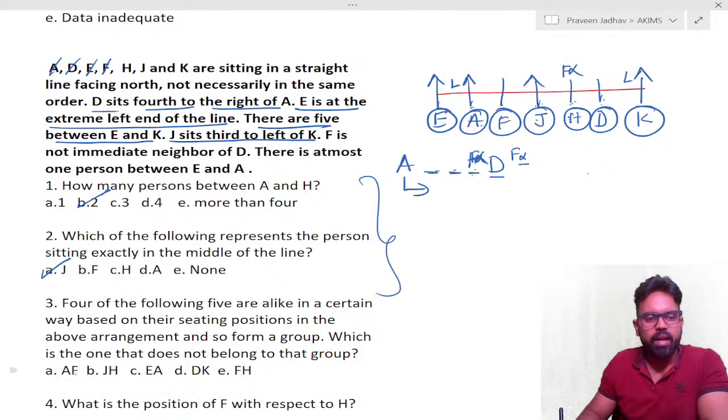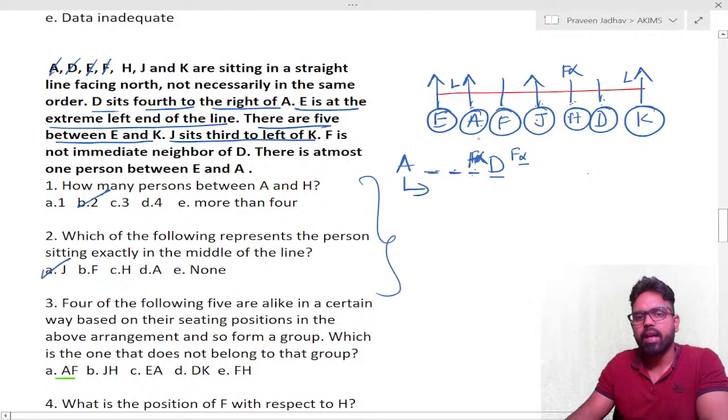Check. AF. Where is A? A, right side F is there. JH. J, right side H is there. EA. E, right side A is there. DK. D, right side K is there. FH. F, right one leaving. One person is between them.